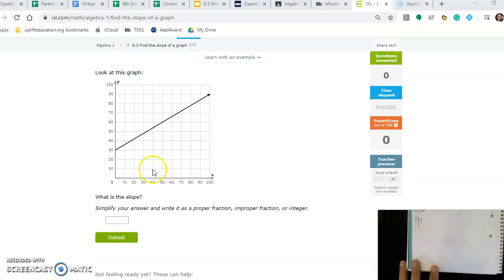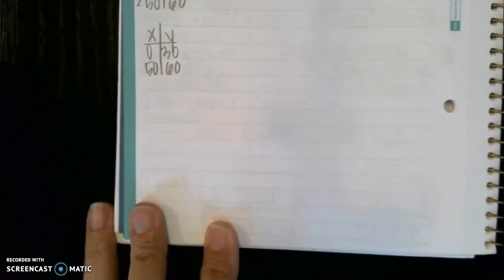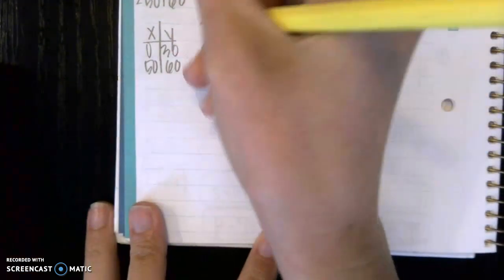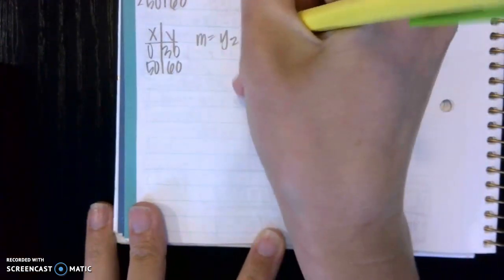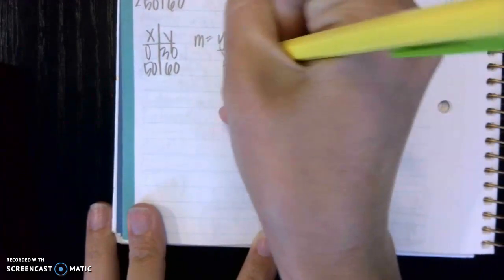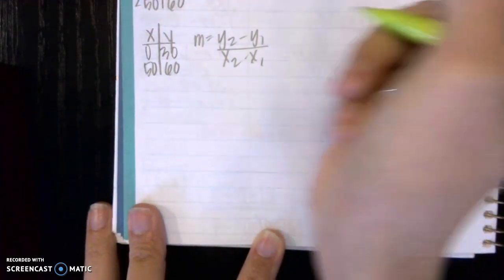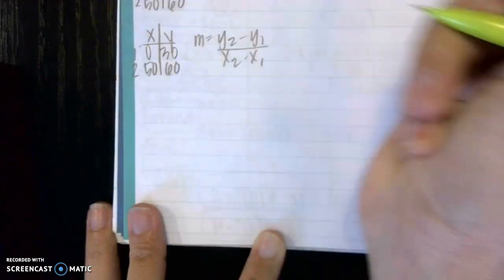The first one I would pick would be this y-intercept right here, the 0, 30, which would be really easy. And then another point to use that's exactly on the graph is 50, 60. Alright, so now let me make this table bigger that I've made on my piece of paper. And once you have your XY table, then you can use your equation. M equals y2 minus y1 over x2 minus x1.